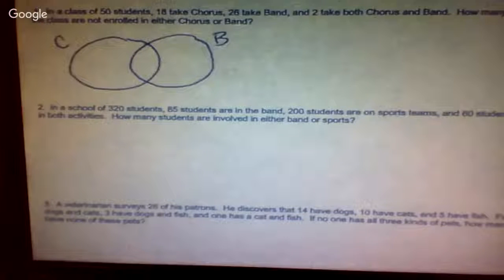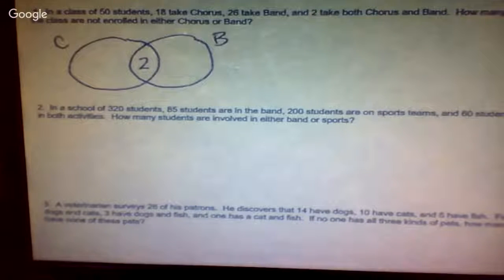I would fill in your intersection first. What goes in the middle? 2. I've got 2 people that take both chorus and band. Okay. If I have 18 people that take chorus and 2 take both, that means I have 16 for my outer circle. So be careful with that.